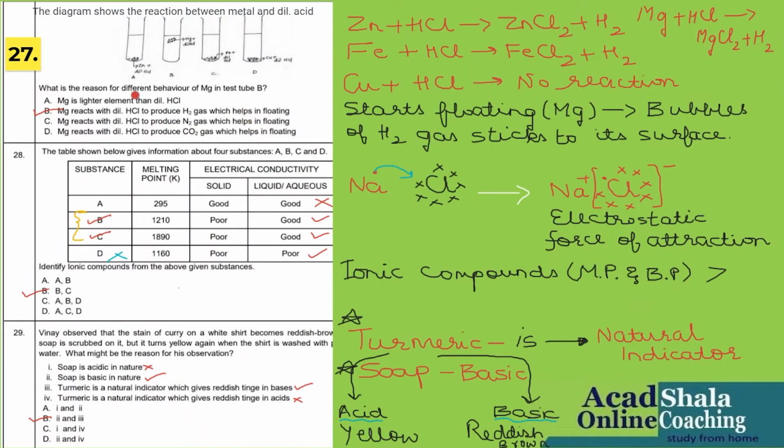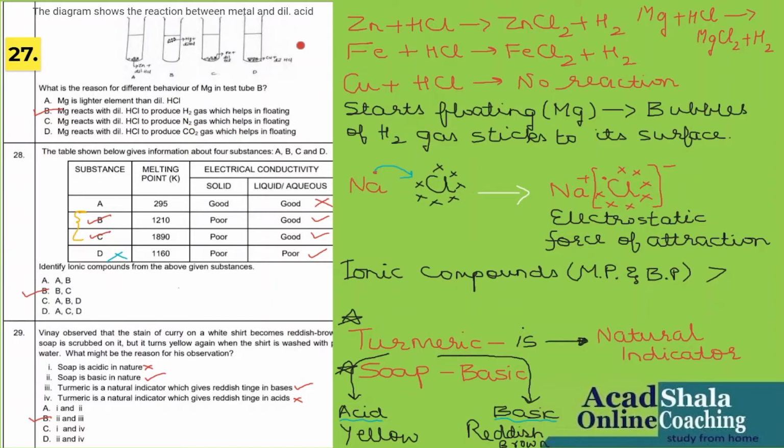Now the next question says, the diagram shows the reaction between metal and dilute acid. The 4 test tubes are given with the metals and the acid. They are asking what is the reason for the different behavior of magnesium in test tube B. What is the reason behind its behavior?